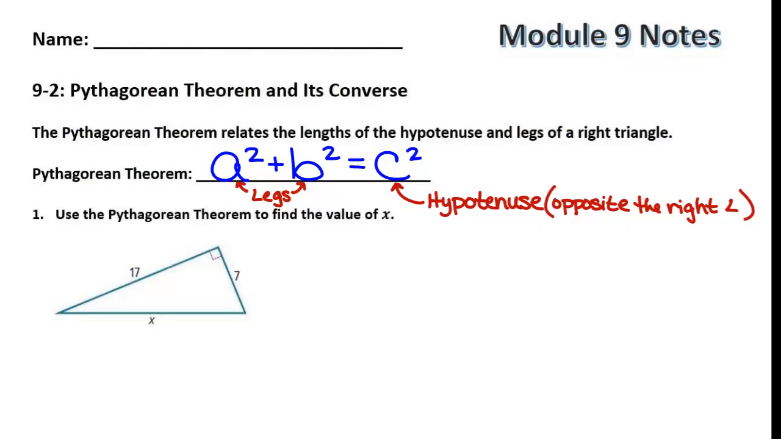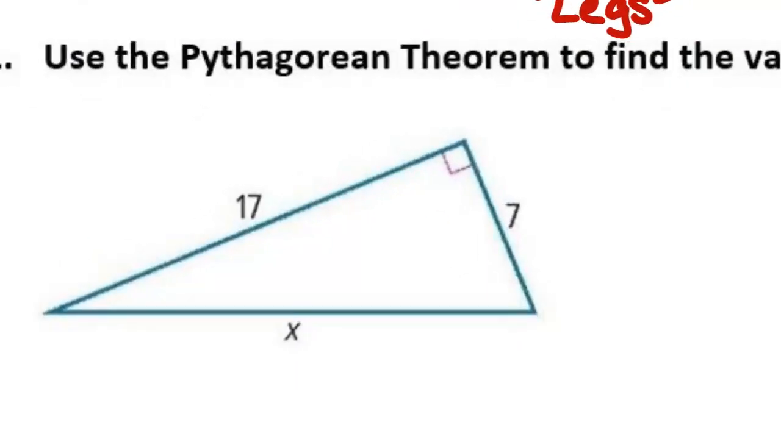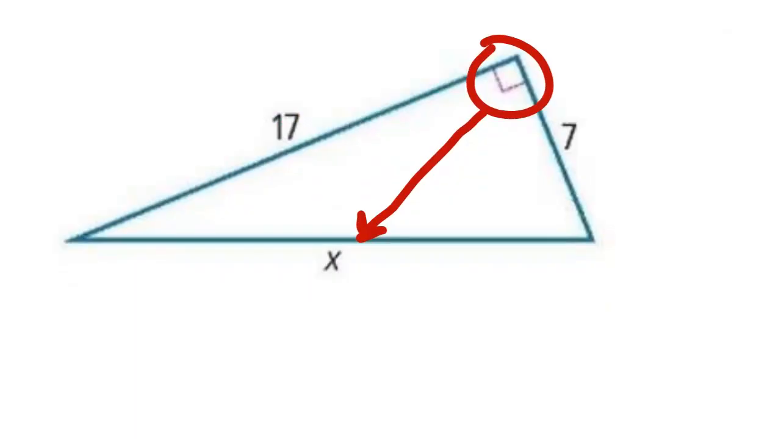So let's do number 1. Number 1 says, use the Pythagorean theorem to find the value of x. So the first thing that we need to do if we're going to find the value of x is identify the hypotenuse in this right triangle, because the other two sides will be legs and they can go in for either a or b. So here's my right angle. Opposite that right angle is the hypotenuse.